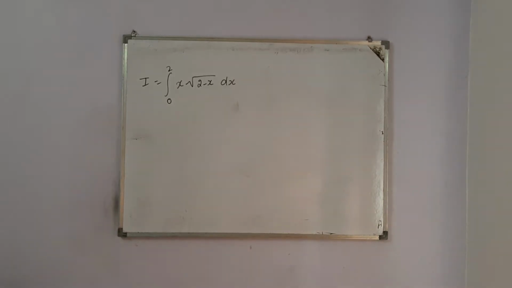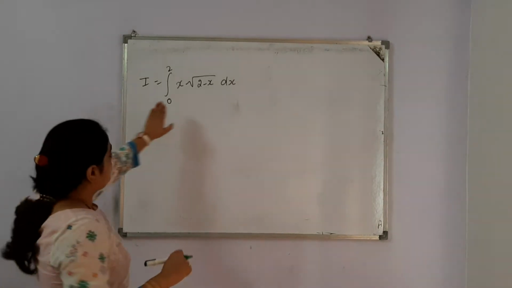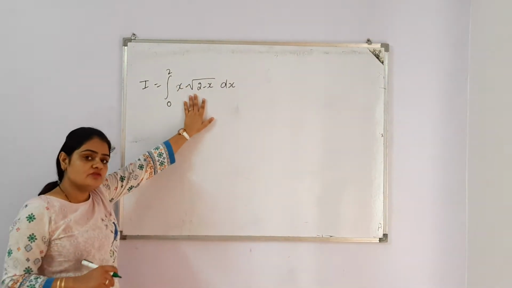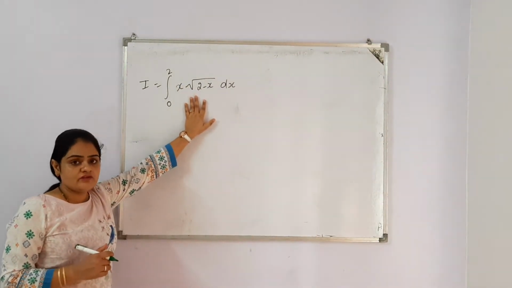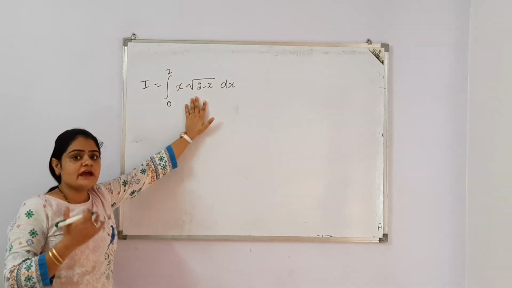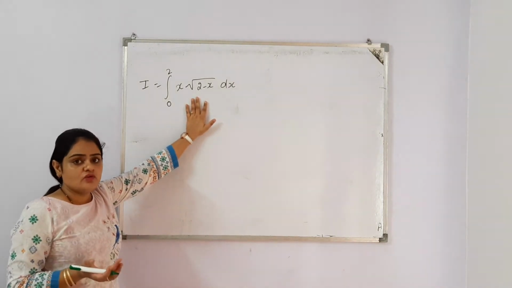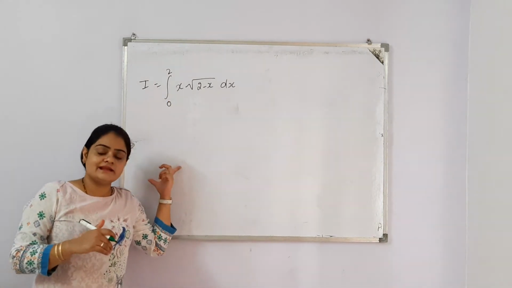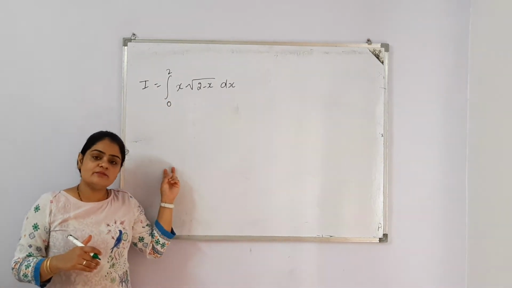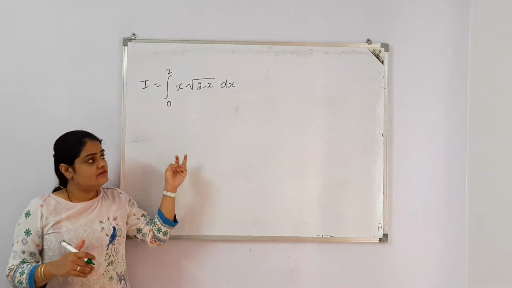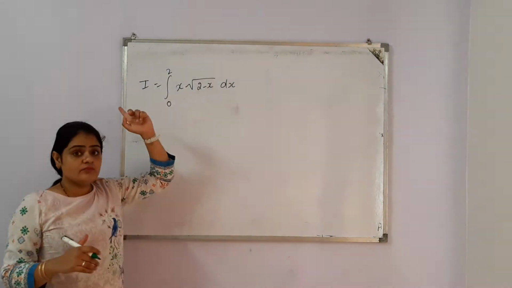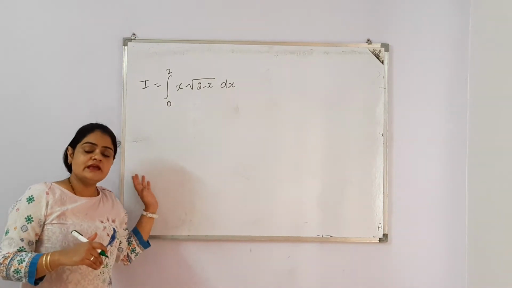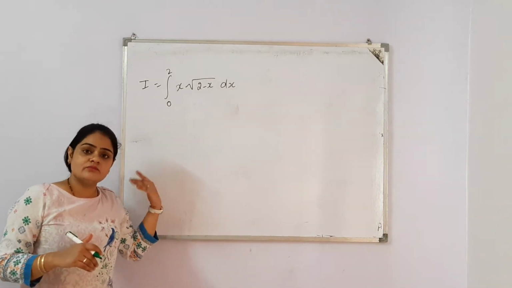The next question: the limits are 0 to 2 and the function is x under root 2 minus x. We did the same type of question even in previous videos, but we did it directly or with substitution. So there are 3 ways to do these types of questions. One way is we can solve it directly. Another way is by substitution. The third way is we can apply the properties and solve it.